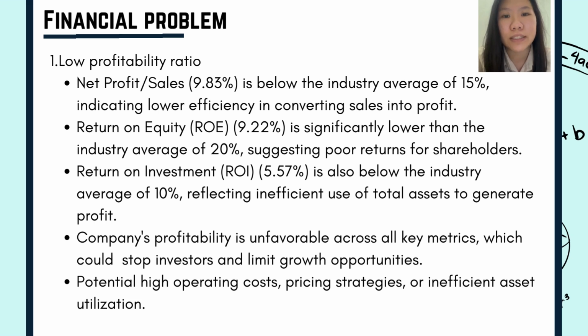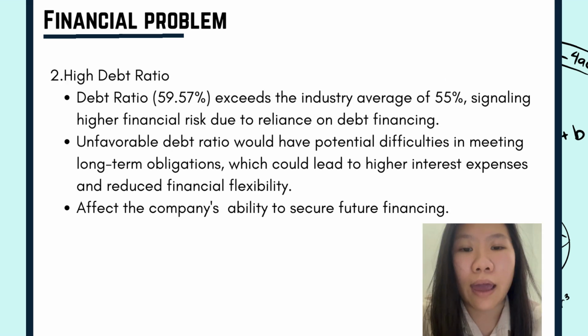This company's profitability is unfavorable across all key metrics, which could deter investors and limit the growth opportunities of this company. This would also indicate potential high operating costs, pricing strategies, or inefficient asset utilization.